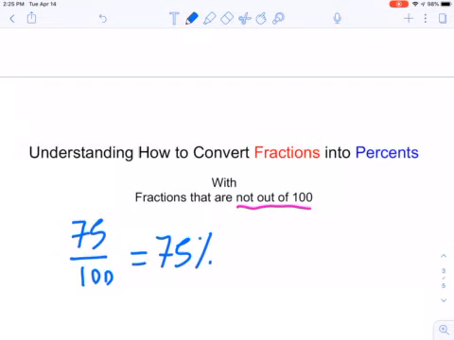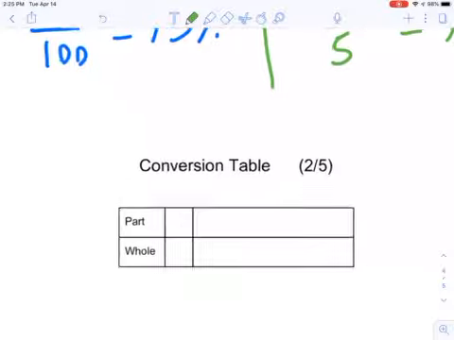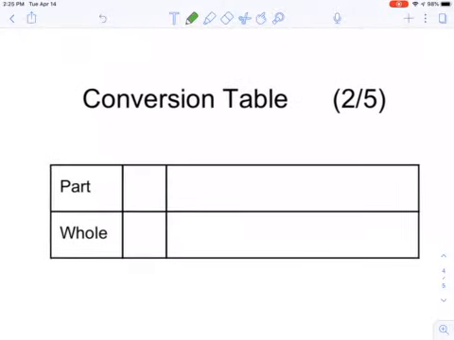But what if you had a question like, let's see, 2 out of 5? What would the percent be in that situation? How would you figure that out? I know some of you may already have an idea about how to do that, but I'm hoping to give you a tool related to creating a ratio table that might help you. Now, instead of a ratio table, we're going to be calling this a conversion table.